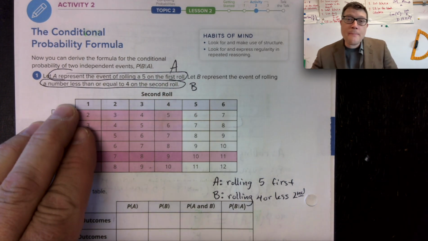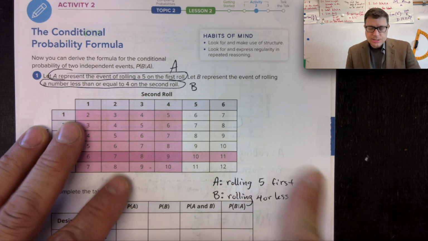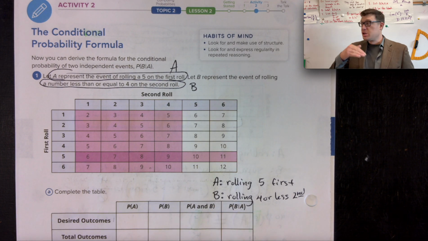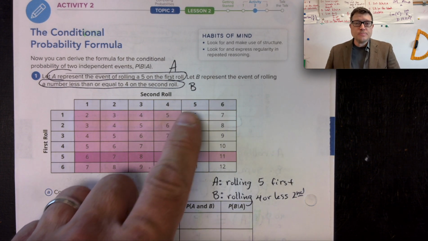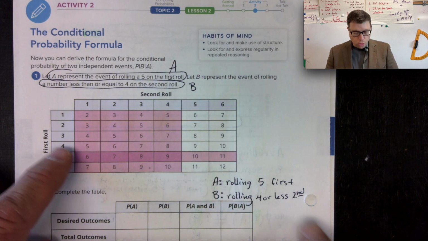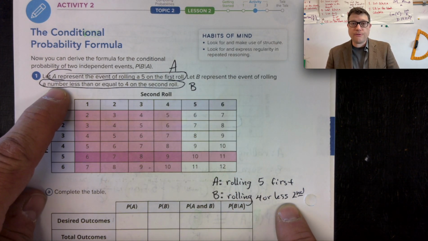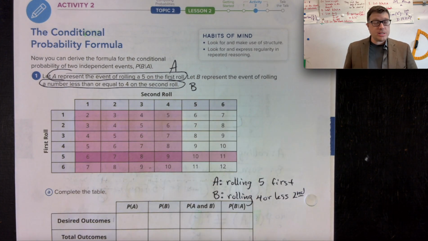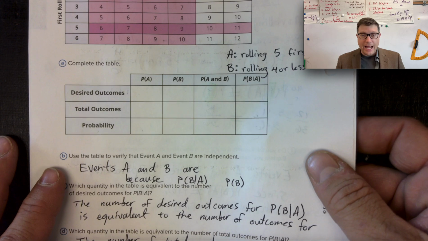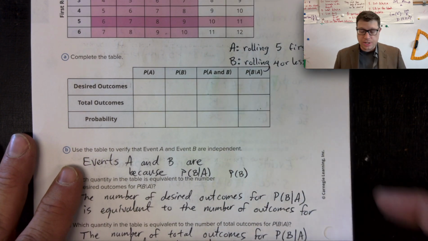So let's let A be identified. And it's probably a good idea somewhere on your notes when you're working these things out to actually list it. A is rolling a 5 first, and then B should represent rolling a number less than or equal to 4 on the second. And then they've done the work for us. Thank you so much for highlighting our outcomes and which ones are arranged there.